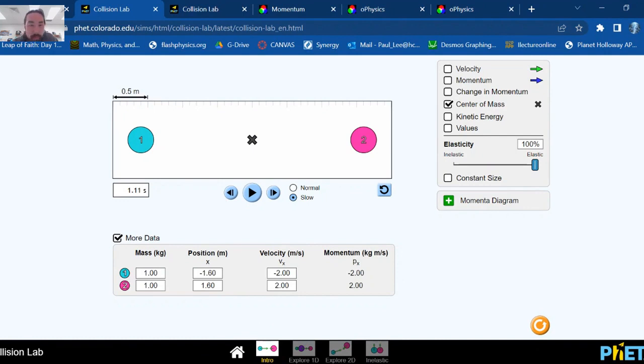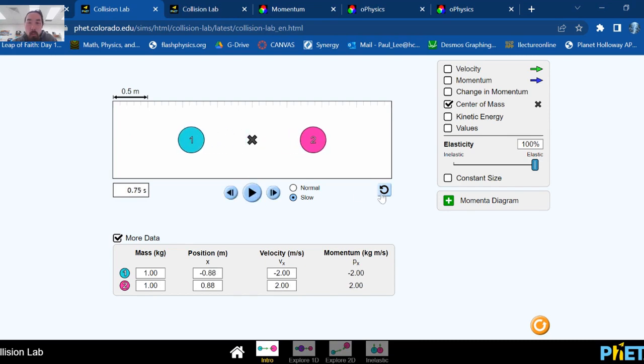So keep an eye out on that X in the middle. That X in the middle represents the center of mass. And if we know that the momentum of the system is 0, that center of mass should not move. So here we go. Let's return. All right, there we go. Even after the collision, it does not move, right? Just like we discussed. One more time.